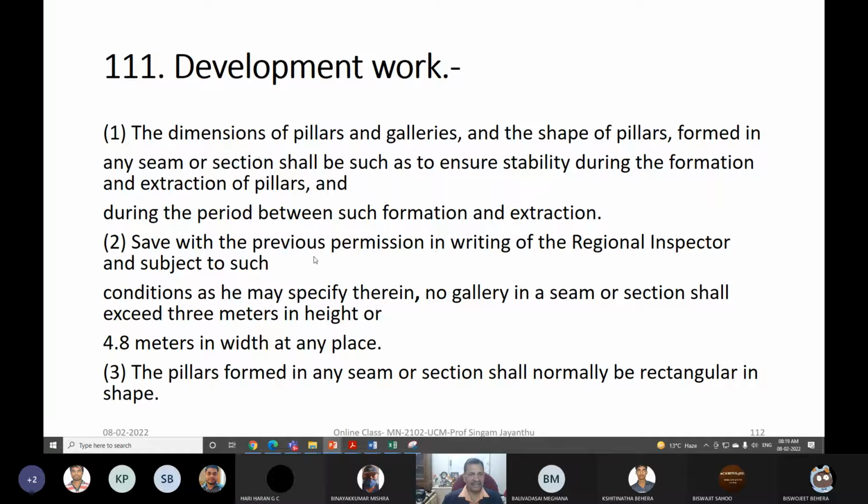And number two says, with the previous permission in writing of the regional inspector and subject to such conditions as he may specify therein, no gallery in a seam or a section shall exceed 3 meters in height.